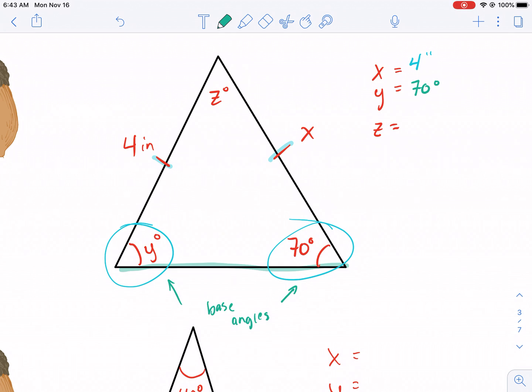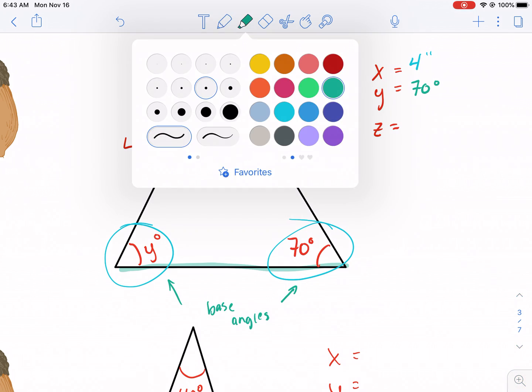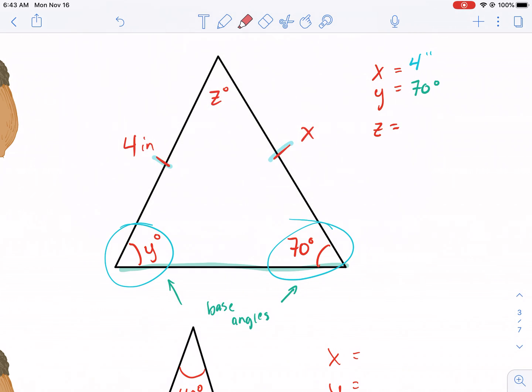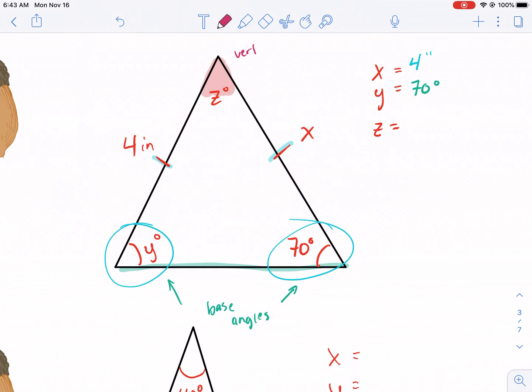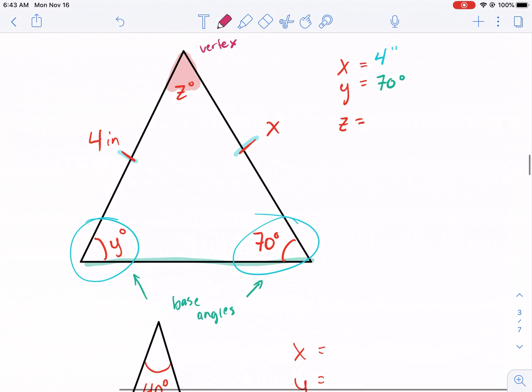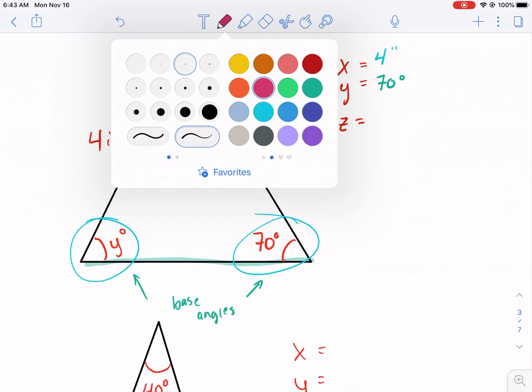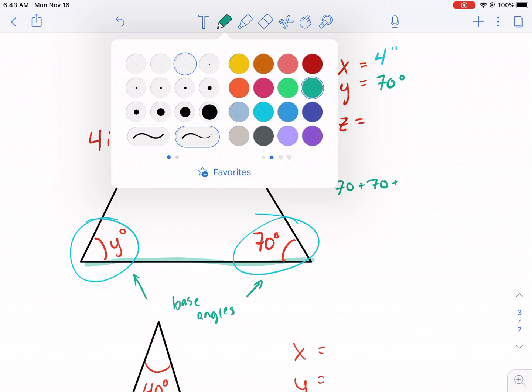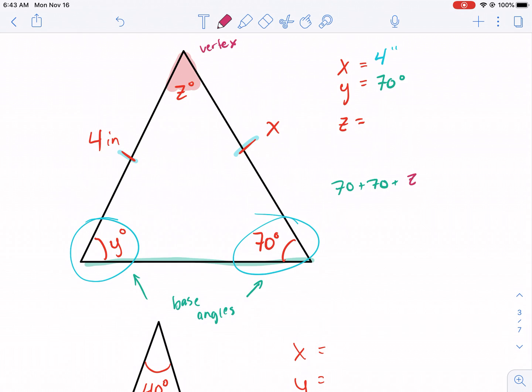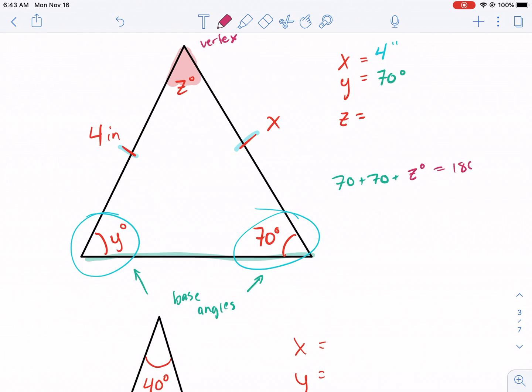Now this is the tricky part for most students, but once you get it, it's not as bad as you think. Now we need to find this angle. This is our vertex. So finding the vertex angle from the base angles is not too bad. So what we're going to do here is we're going to say, all right, we know that 70 plus 70 plus our vertex angle, z, is going to be equal to what? It's going to be equal to 180.